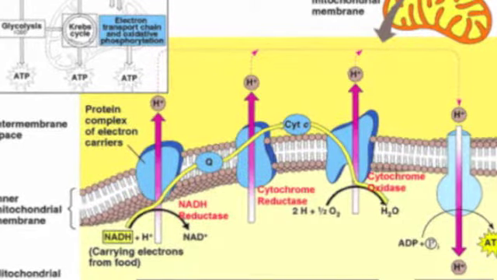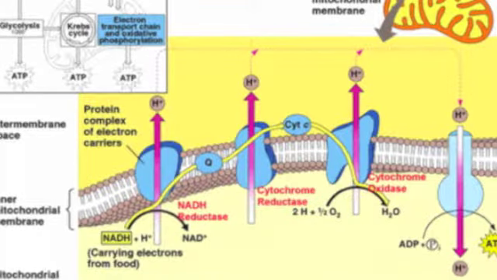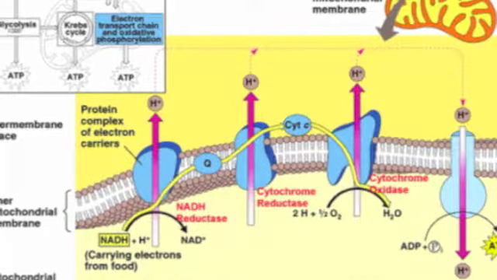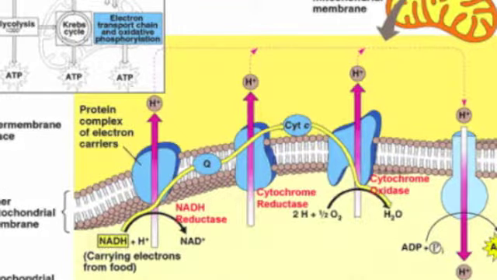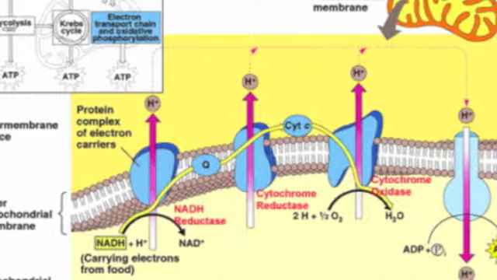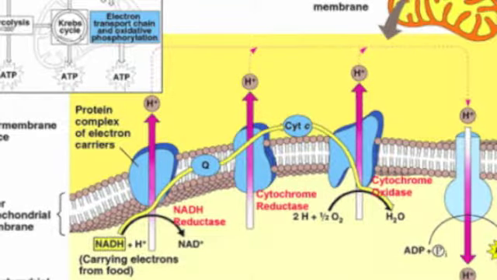After they are pulled through the bilayer, the ATP synthase harnesses the energy from the H plus ions and pulls it down to create ATP in water, which is chemiosmosis. And that is how cellular respiration works.